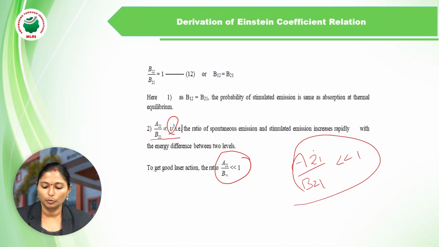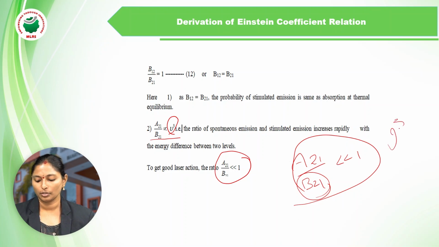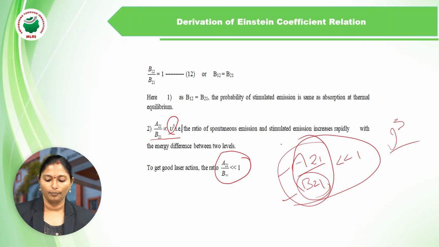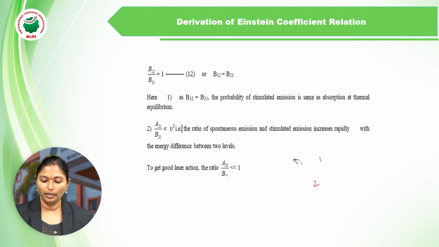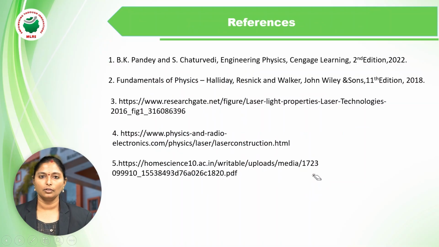That means instead of spontaneous emission, we need more stimulated emission process. Then only we will get good lasing action. In turn, the ratio of spontaneous emission rate to stimulated emission rate depends upon the frequency of the emitted radiation. Finally, we are getting the relation between A and B only, the Einstein coefficients. If you need, you can refer to these links also and check anything if you want.